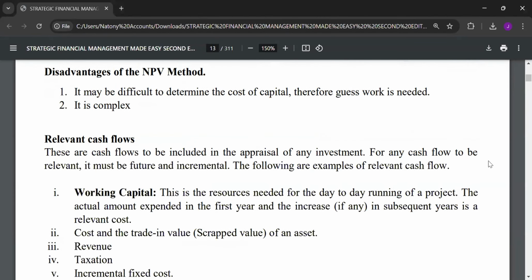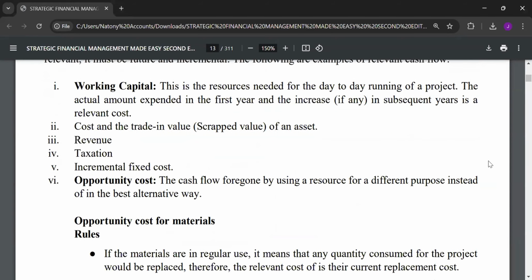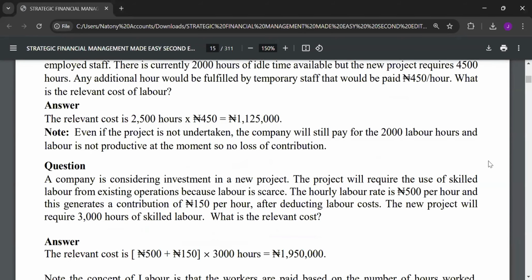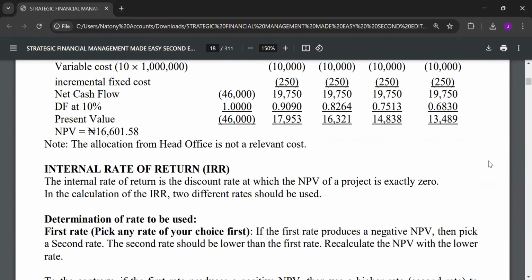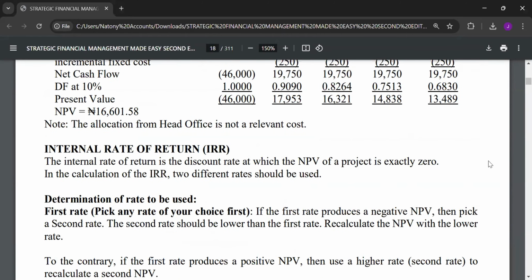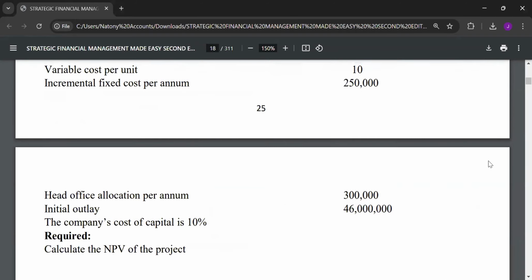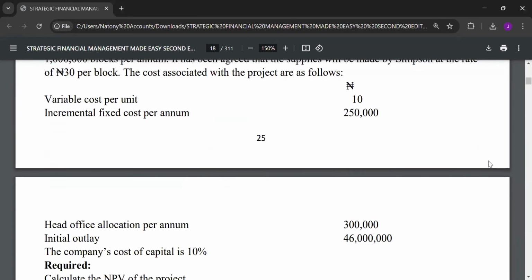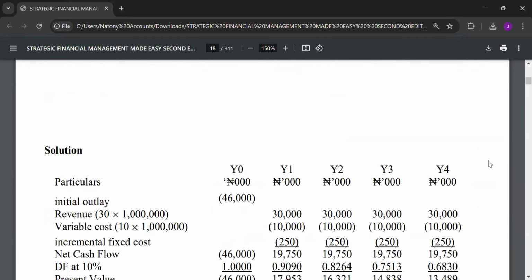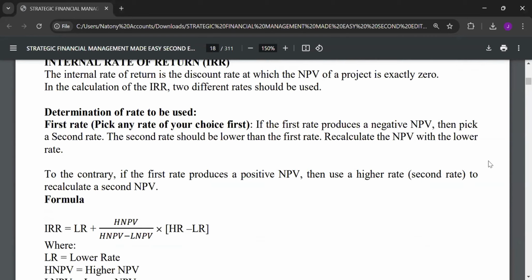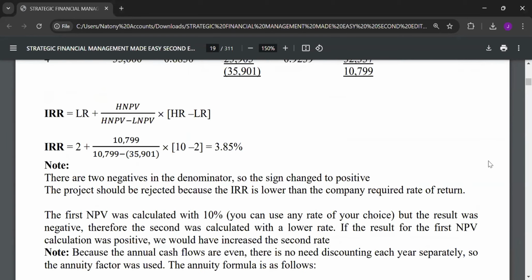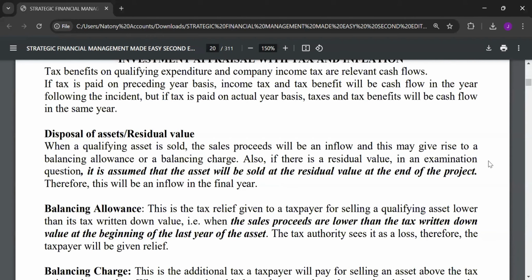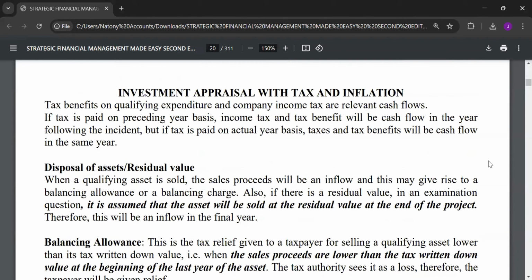Basically, these are relevant cash flows: your working capital, revenue, all of that. Those are the relevant cash flows, but we will not be dwelling on this. In my previous video, I showed you the nominal cash flows and the real cash flows. But for this internal rate of return, basically in your examination, the examiner will focus more on investment appraisal with tax, inflation and working capital.